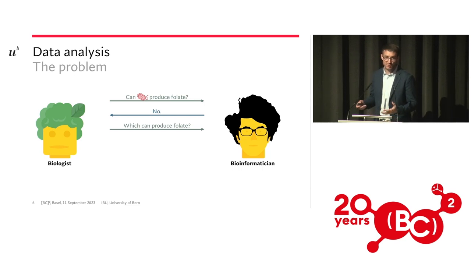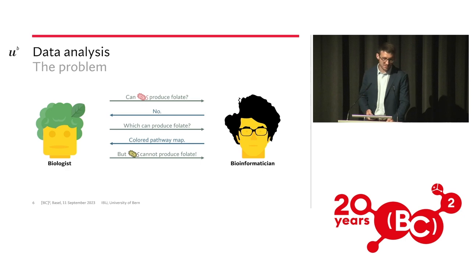So she asks, well, which of my bacteria in my database can produce folate? And then the bioinformatician has to do a bit more work, maybe. Let's say he annotates all of the genomes with eggNOG and creates these maps automatically using PathView, let's say. And he sends the data back, and the biologist then performs some experiments, and maybe she finds that one of the bacteria, even though the maps indicate it has all of the necessary genes, cannot produce folate anyway, and then asks the bioinformatician to find an explanation.